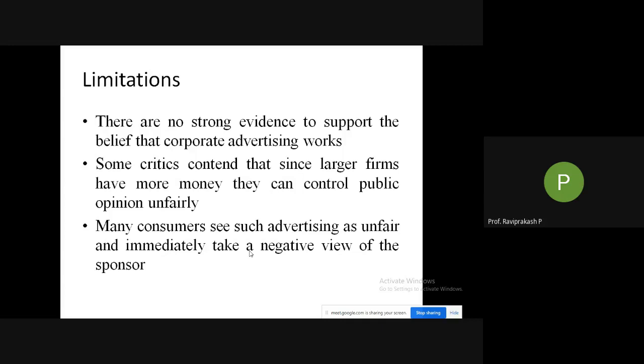Suddenly they think, okay, he is the sponsor, I know now, they are trying to cover up something. So this is a kind of view some part of the community has about these sponsorships. Okay, that is the corporate advertising. So these are some of the limitations of doing it.